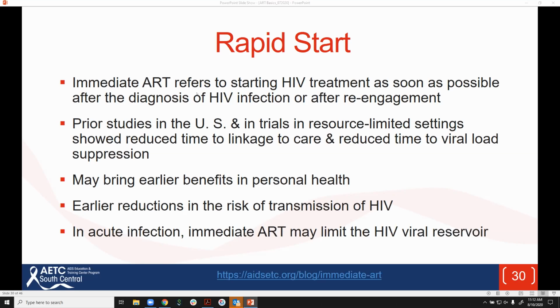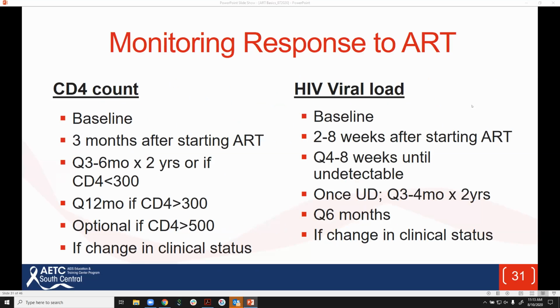So there's studies in the US and in resource limited settings showing reduced time to linkage to care and reduced time to viral load suppression, some benefits in their health, reduced risk of transmission to others, and may limit the viral reservoir. So it's looking really great. So we want to start as soon as possible.